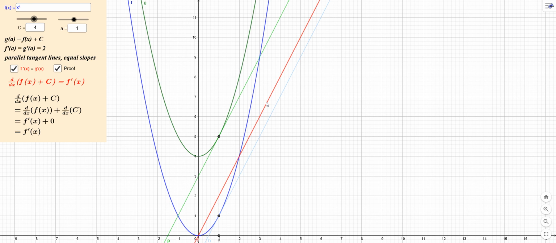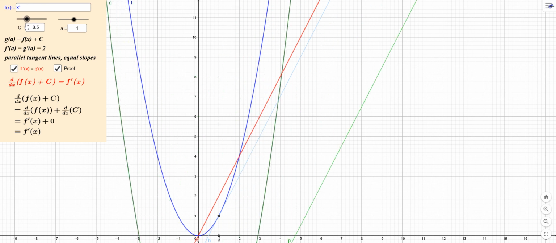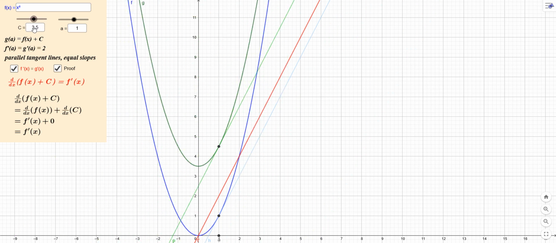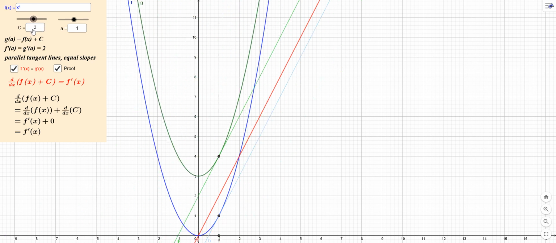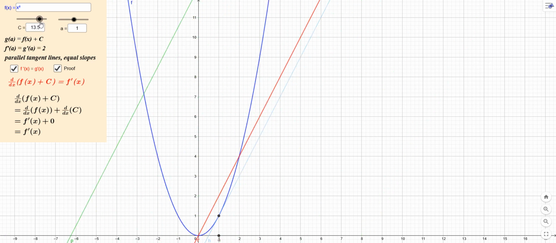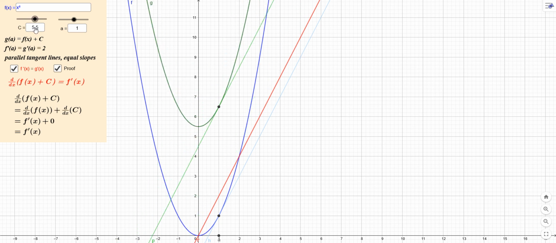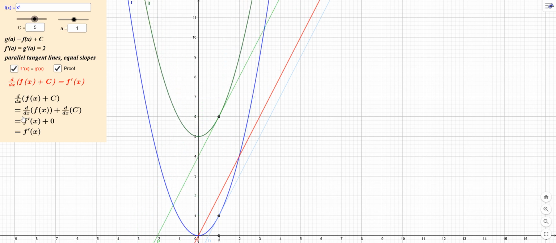So what this tells us, when we get to later on, we're going to reverse the process of finding derivatives to find antiderivatives. We're not going to find a single antiderivative. We're going to find an entire family of antiderivatives, all of which are really just the same function plus different values of c. So when we do antiderivatives, we're always going to have a plus c to get an entire family of antiderivatives.